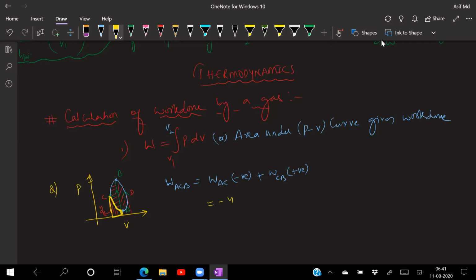Sir, but how will we calculate that? That will be done numerically, beta. It may be an area of a triangle, or a square, or a rectangle, and that will be specifically given at that time. This area I'm taking as Y. So that is nothing but minus Y.